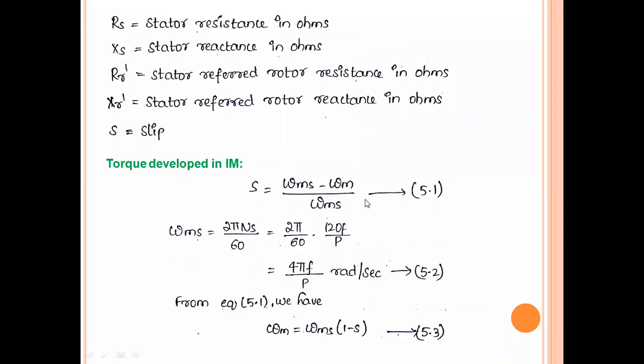So from this equation, we can write the actual motor speed, which is omega m is equal to omega ms into 1 minus s. This can be derived from equation 1. You can cross multiply this omega ms here and write the omega m equation. Omega ms also will go this side, and you will get omega m is equal to omega ms into 1 minus s. This will be our equation 5.3.